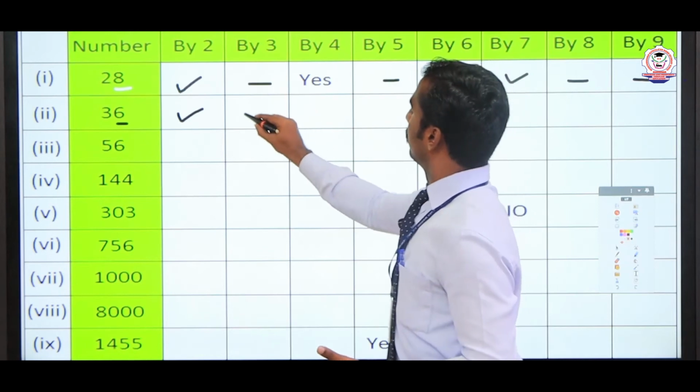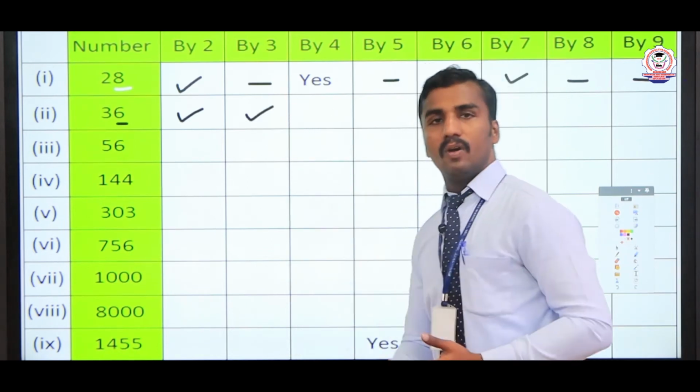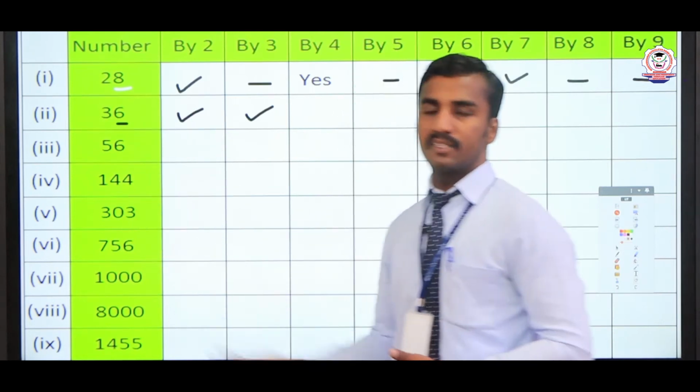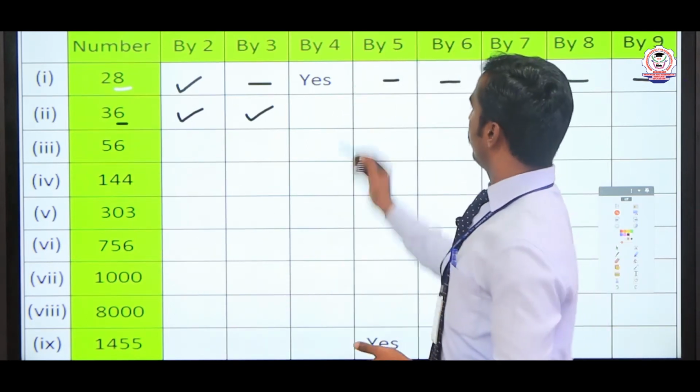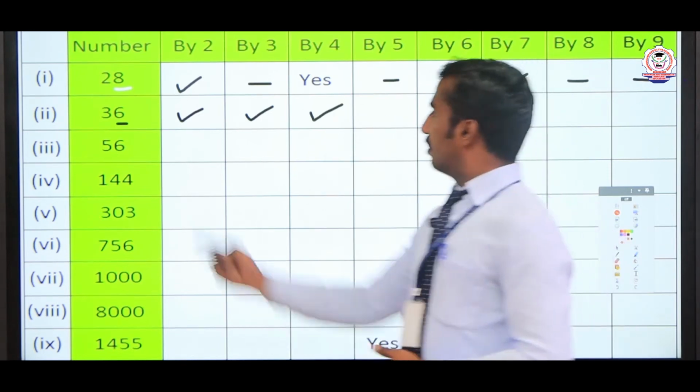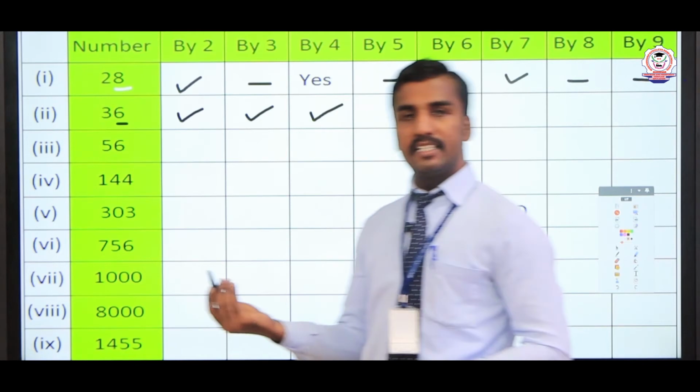Next, divisible by 4. We take the last 2 digits, but here there are only 2 digits, 36. 4 nines are 36, so it is divisible by 4. Next, the 5 table. The unit place should be 0 or 5, but the unit place is 6. So it is not divisible by 5.